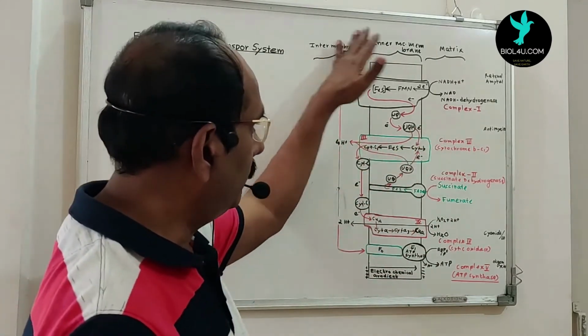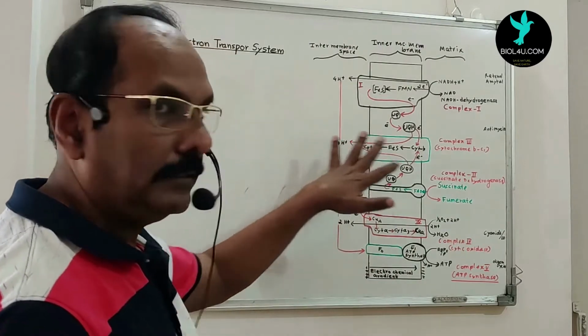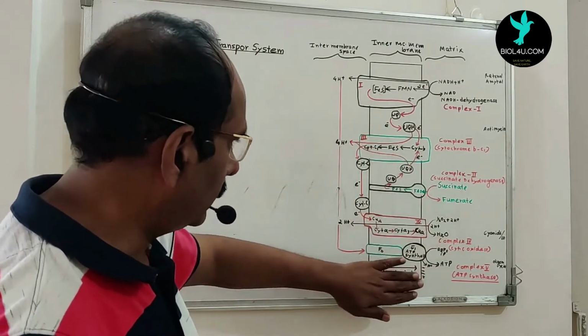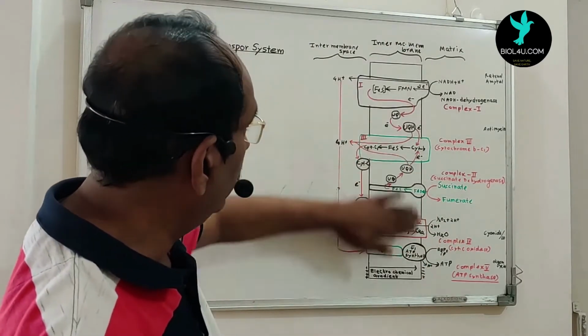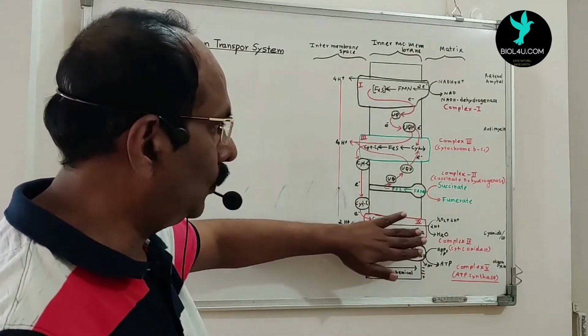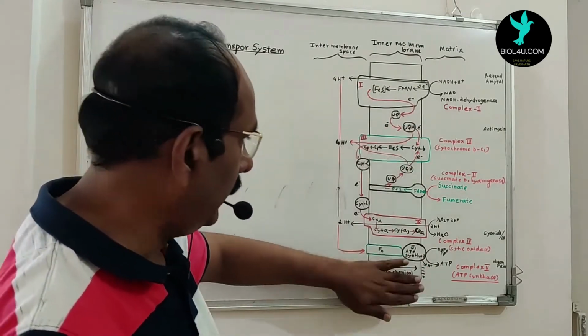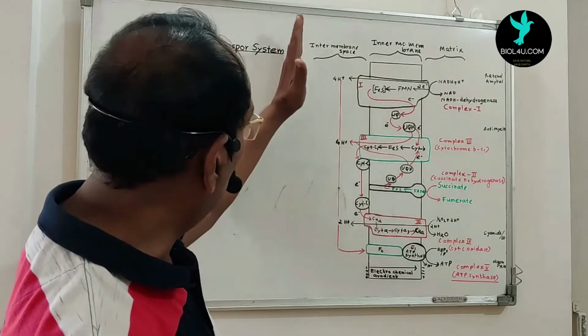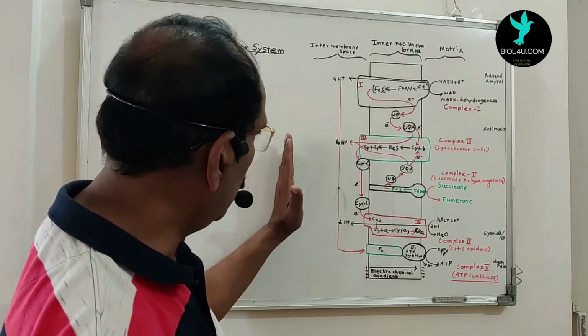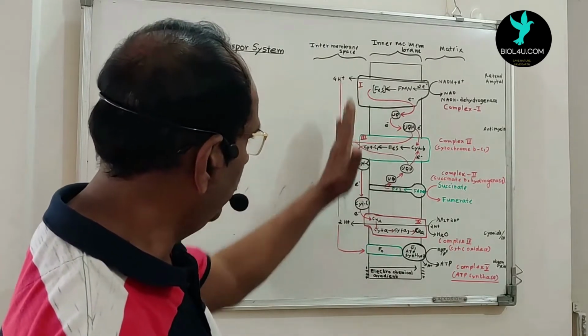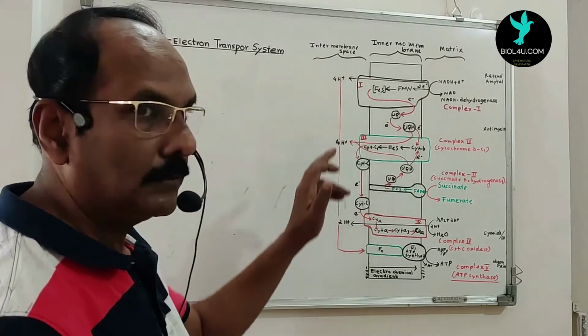So this is the mitochondrial part. The diagram represents the mitochondrion. The central part is called the inner membrane. Mitochondria have two membranes, the outer membrane and the inner membrane. This is the inner membrane, and the outer membrane is present here. Between the outer membrane and inner membrane, there is a space known as the intermembrane space.